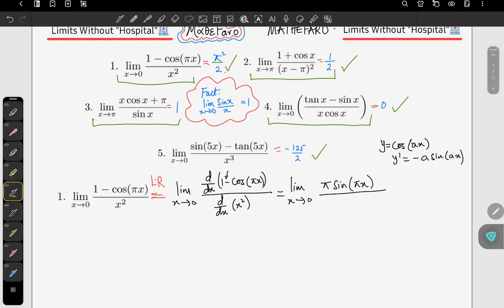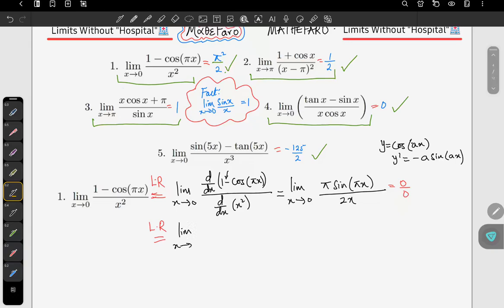Then over the derivative of x squared is 2x. If we plug in 0 directly here, we're still going to get 0 over 0, because sine 0 is 0 and 2 times 0 is 0. So we can use L'Hopital's rule again, and that is the limit.